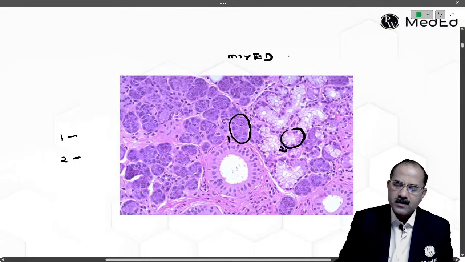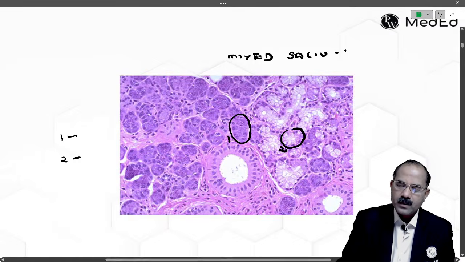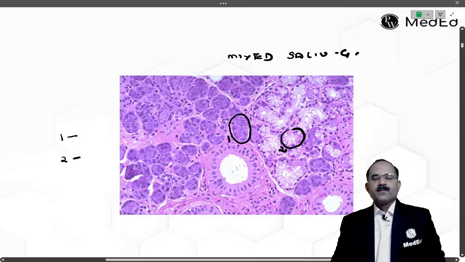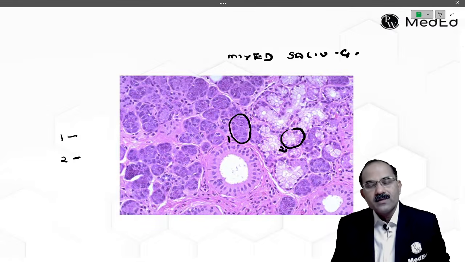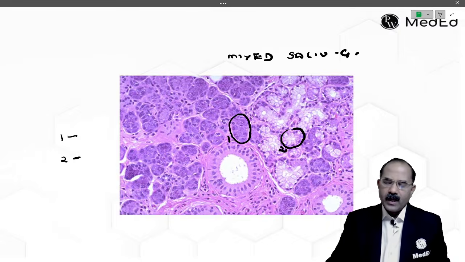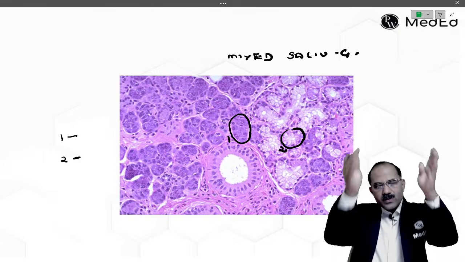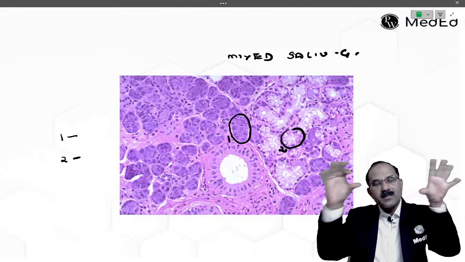Okay, so this is a mixed salivary gland. Are you clear? So one is serous acinus, number 2 is mucus acinus. So this gland is a mixed salivary gland. And what happens? The gland will have a capsule. The capsule will send septa, which divides the glands into lobules.